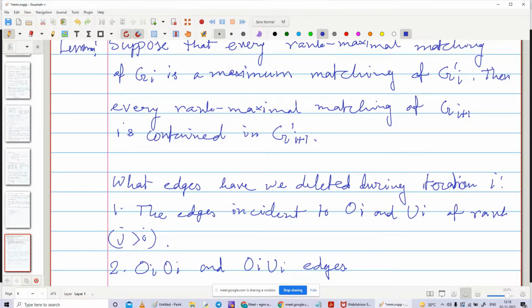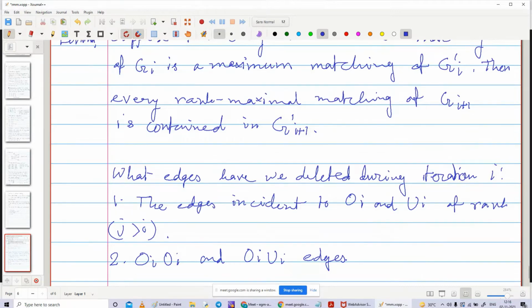Is the approach of the proof clear? We will prove that the edges that we are deleting during the ith iteration, the higher ranked edges incident to Oi and Ei, and also the Oi and Ui edges, will not be part of any rank maximal matching of G i plus 1.